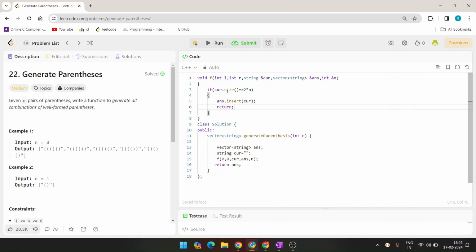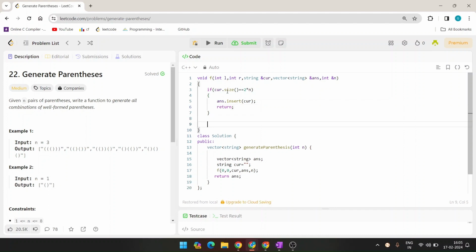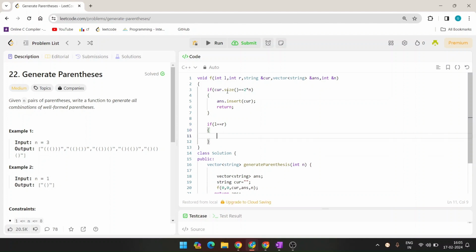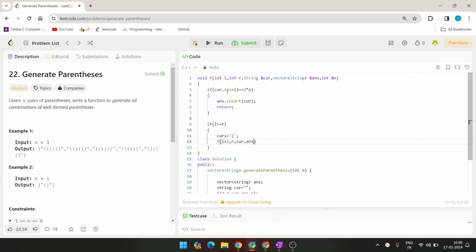Now, what are our next conditions? See, if my L is equal to R, I have only one thing to do: insert left only, we saw it. So I will insert the left bracket, and then go to the further function. That is recursion, and when I come back I will remove that character.